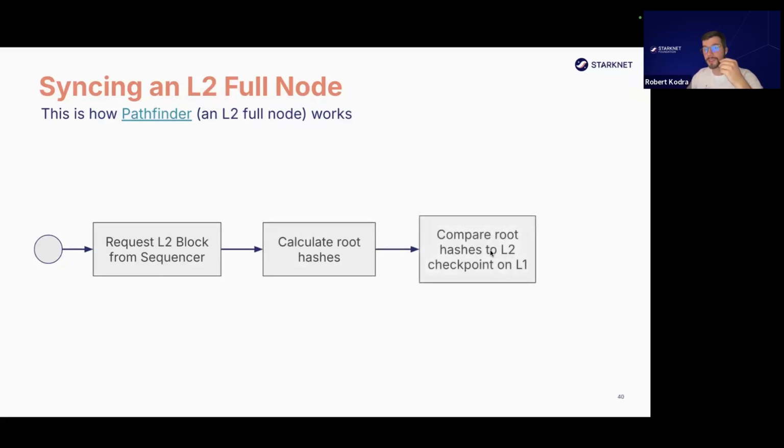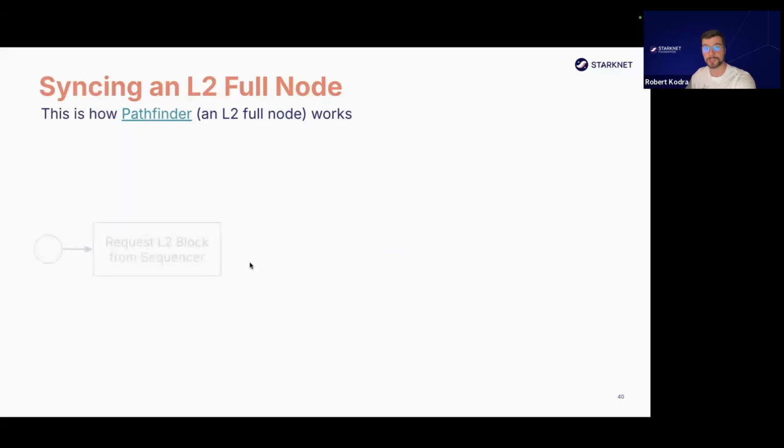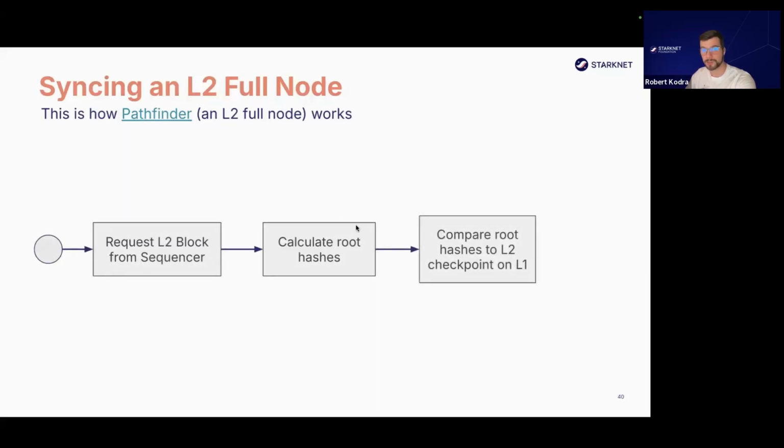And then it compares the root hash with the layer 2 checkpoint on layer 1. So we take this calculated root hash and check it against the layer 2 checkpoint on layer 1 that's being created by the SN operator here, right? So this is how the syncing on a layer 2 full node works. We calculate the root and we check this root hash with the layer 2 checkpoint on layer 1.